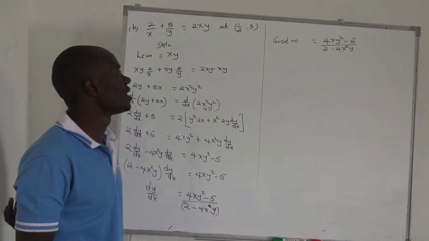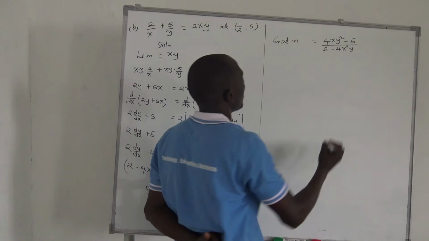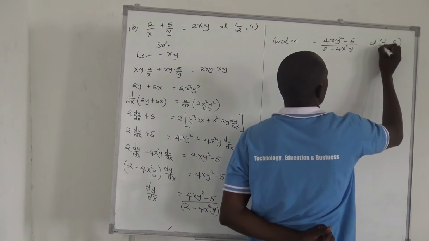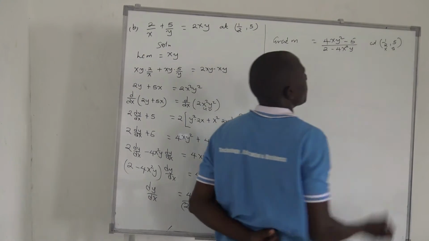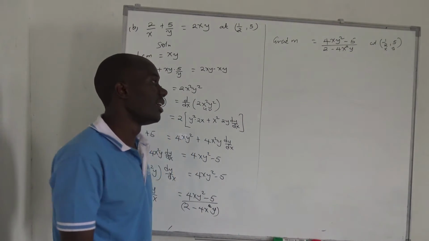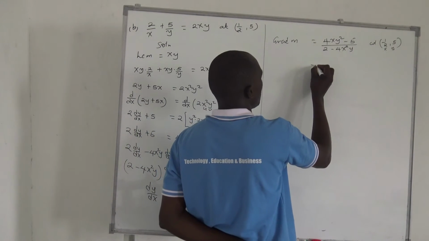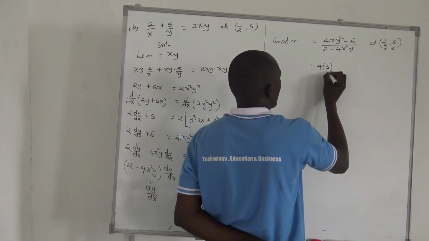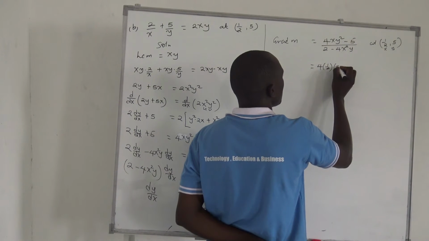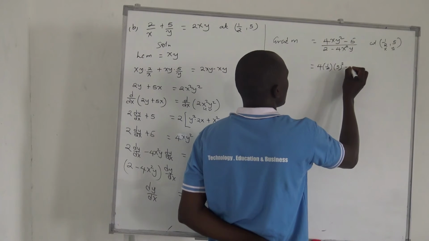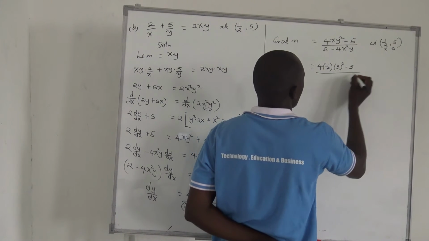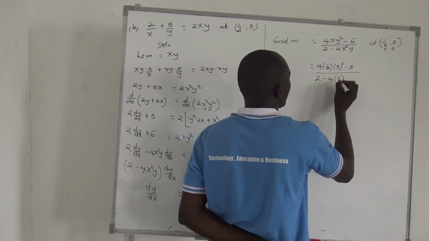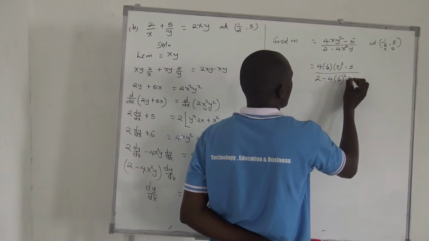So what I'm going to do is this. At the point (a half, 5), this is standing for x, this is standing for y. You know coordinates on the Cartesian plane. Then we are free to substitute it. We say 4, where there is x, bring a half. Where there is y, put 5 squared. Then minus 5 all over 2 minus 4 into a half squared times 5.